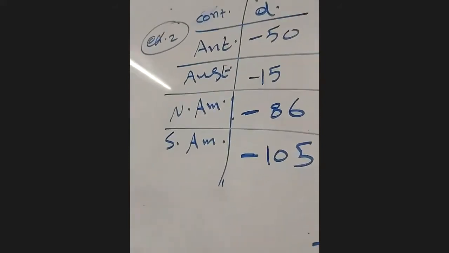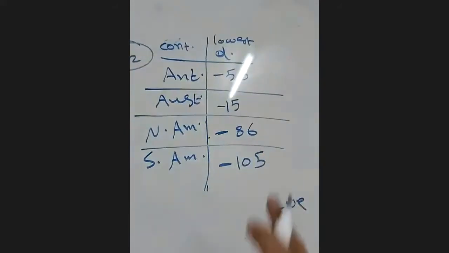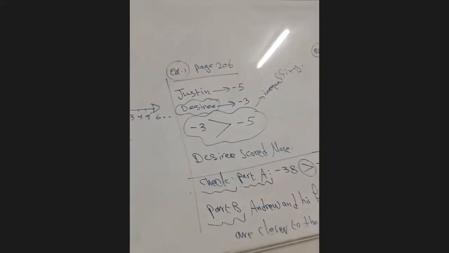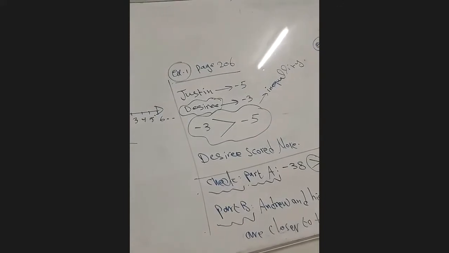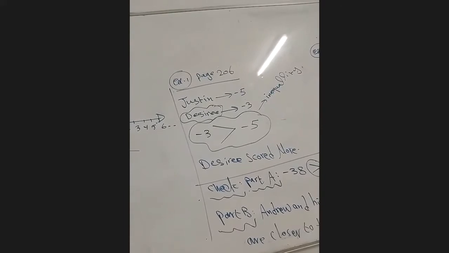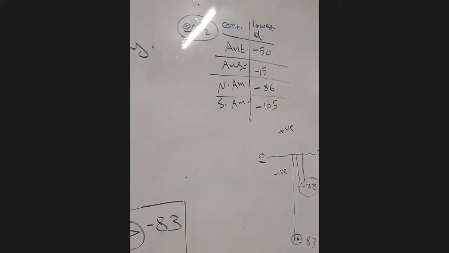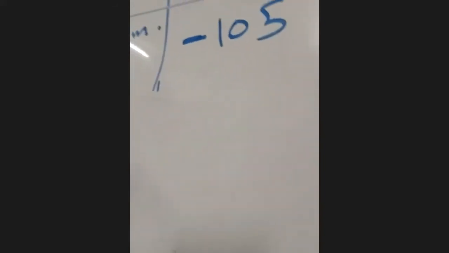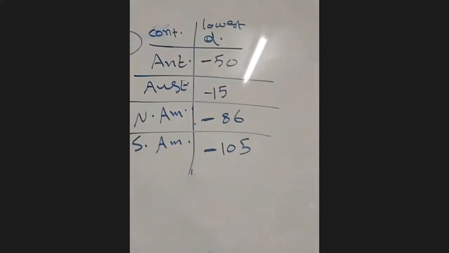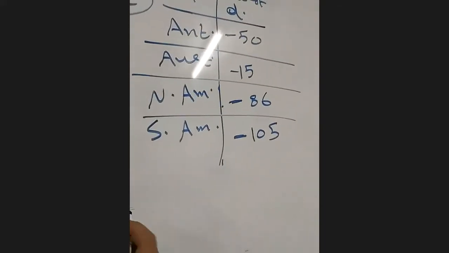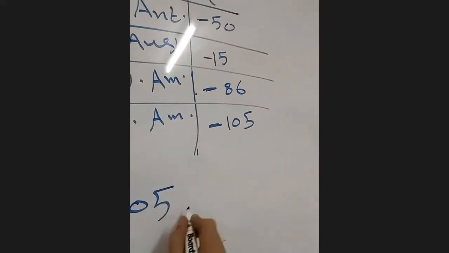Now let's see the question. What does the question want? Read it out. Order the continents from least to greatest according to their lowest elevation. We will order, guys, from least to greatest. Who can give me the least number here? What is the least integer here, Yusuf? -105. -105 is the least integer.